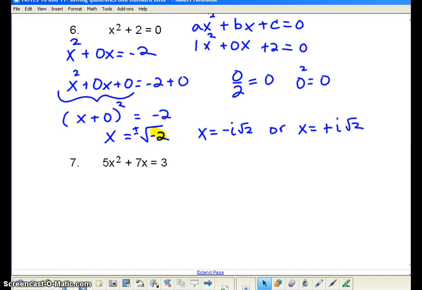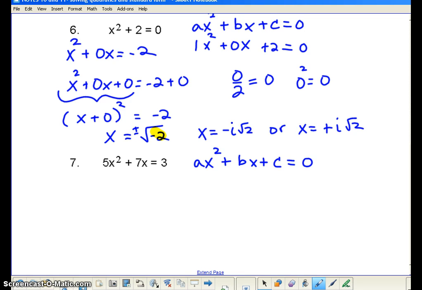Number 6 I already have worked out here. If you want, you can put your video on pause and take a look at that. That's an example of a no solution, where you get a negative under the radical. Number 7, since we have a 5 in front here, we would have to divide everything through by 5 to complete the square. So let's just do the quadratic formula.